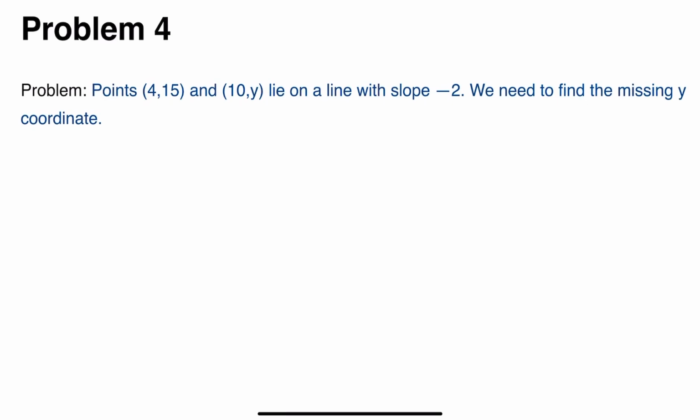Welcome back. We have problem number 4. We have points (4, 15) and (10, y), which lie on a line with slope -2, and we need to find the missing y coordinate.